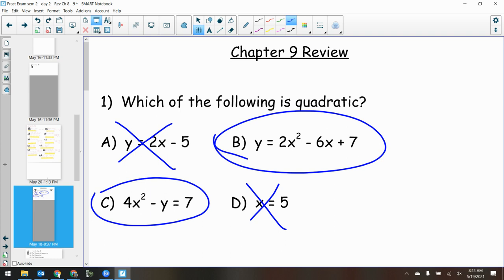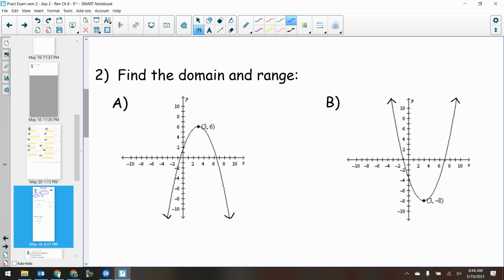Okay? So basically what you know from this example is that things with an x squared are quadratics. And it has to be just an x squared. It can't be an x to the third. It can't be an x to the fourth. It has to have just an x squared. That's the biggest power it should contain. Okay? All right. Let's talk about domain and range.